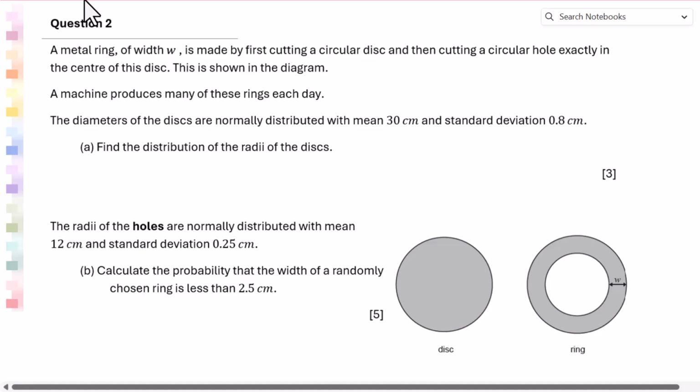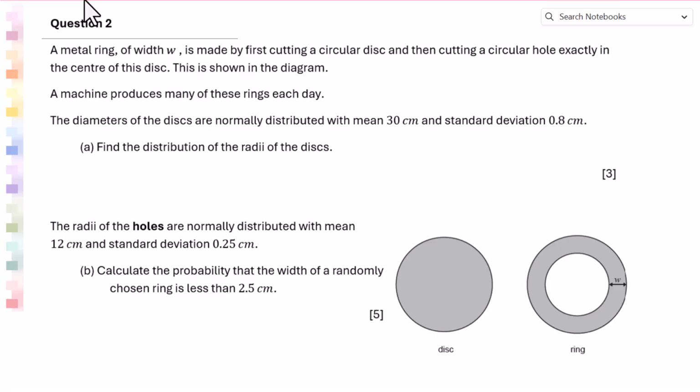Question 2. A metal ring of width W is made by first cutting a circular disc and then cutting a circular hole exactly in the center of this disc. This is shown in the diagram. A machine produces many of these rings each day. The diameters of the discs are normally distributed with mean 30 centimeters and a standard deviation 0.8 centimeters. A. Find the distribution of radii of the discs.